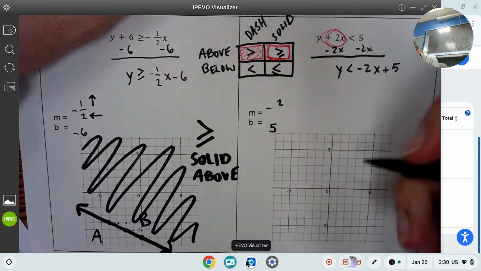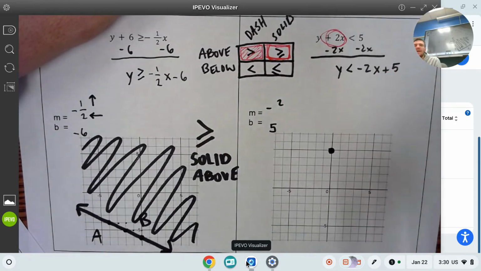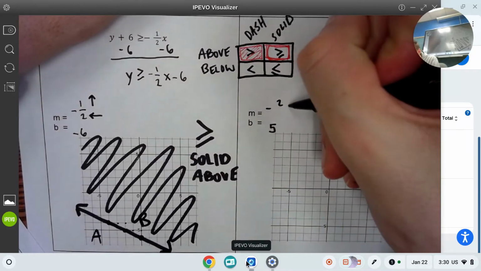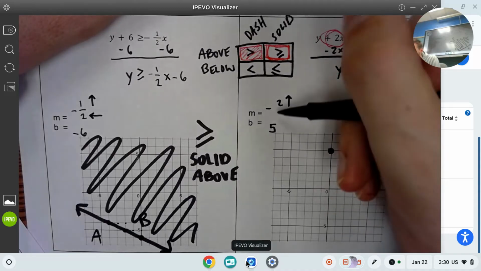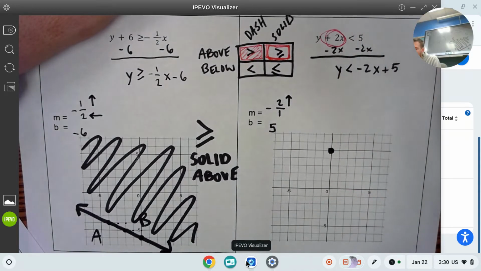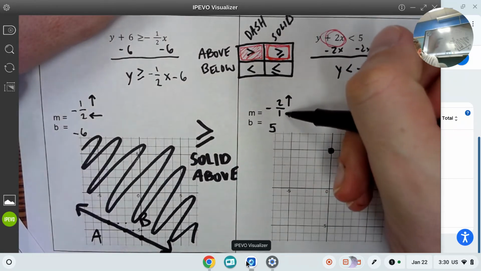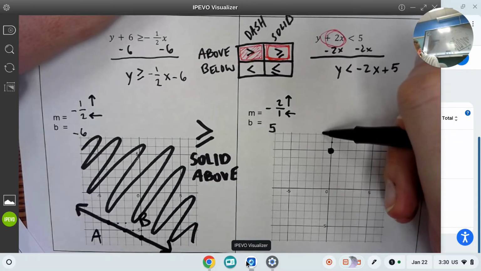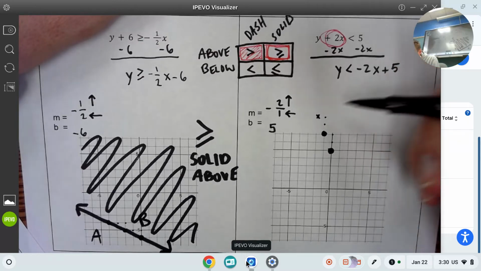I'm going to start off with my B and plot my B at the 5. That's pretty easy. Then I want to do rise over run. And if I do my rise 2, how do I know how much to run? You gotta add a 1, I believe. Perfect, right? We got to divide by 1. That 1 tells us how much we need to go to the side, and it's a negative, so we're going left. Up 2, 1 to the left. Up 2, 1 to the left.